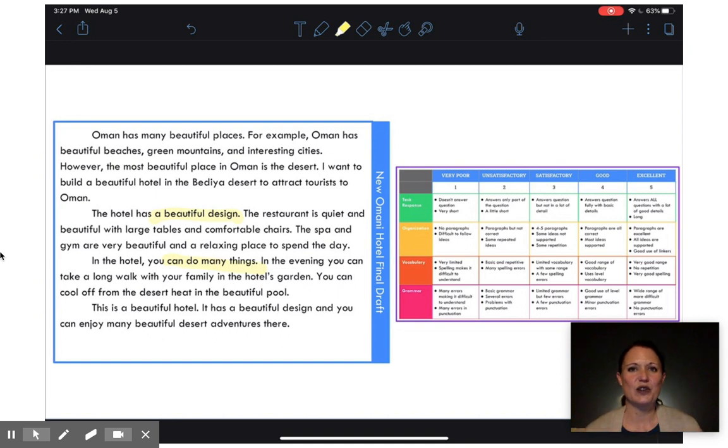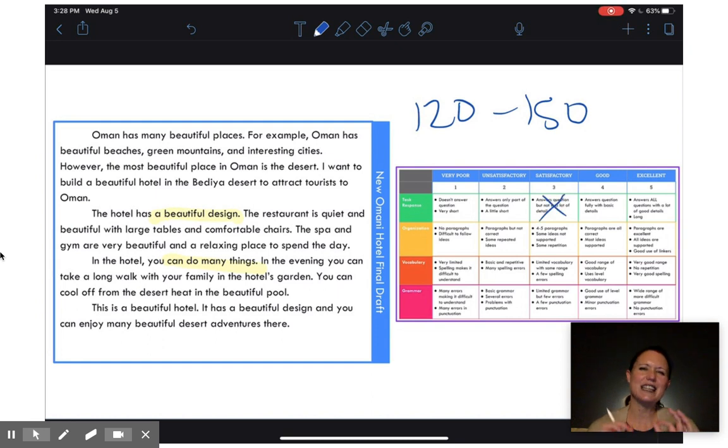So far, so good. But what about the length? Remember, we want 120 to 150 words. This essay is a little on the short side. It's okay, but it could be a little bit longer and add more detail. So I think for this essay, it is satisfactory for task response. It could be a little longer.